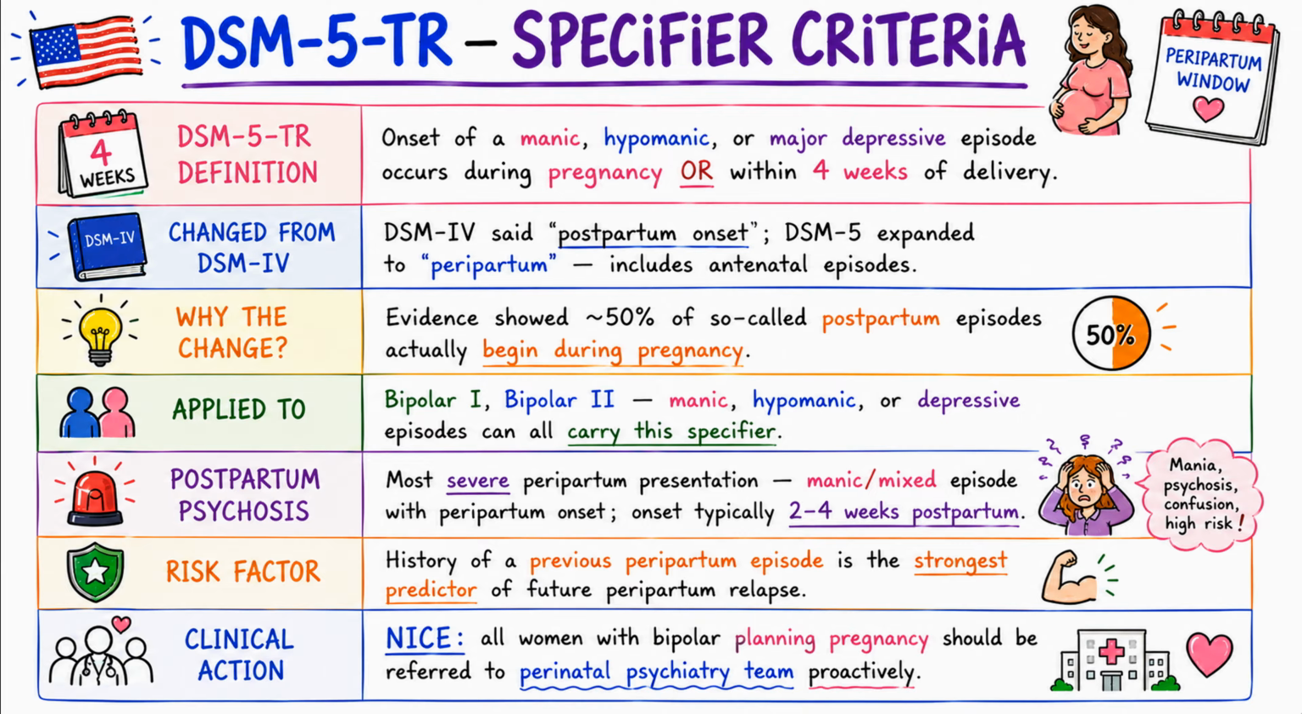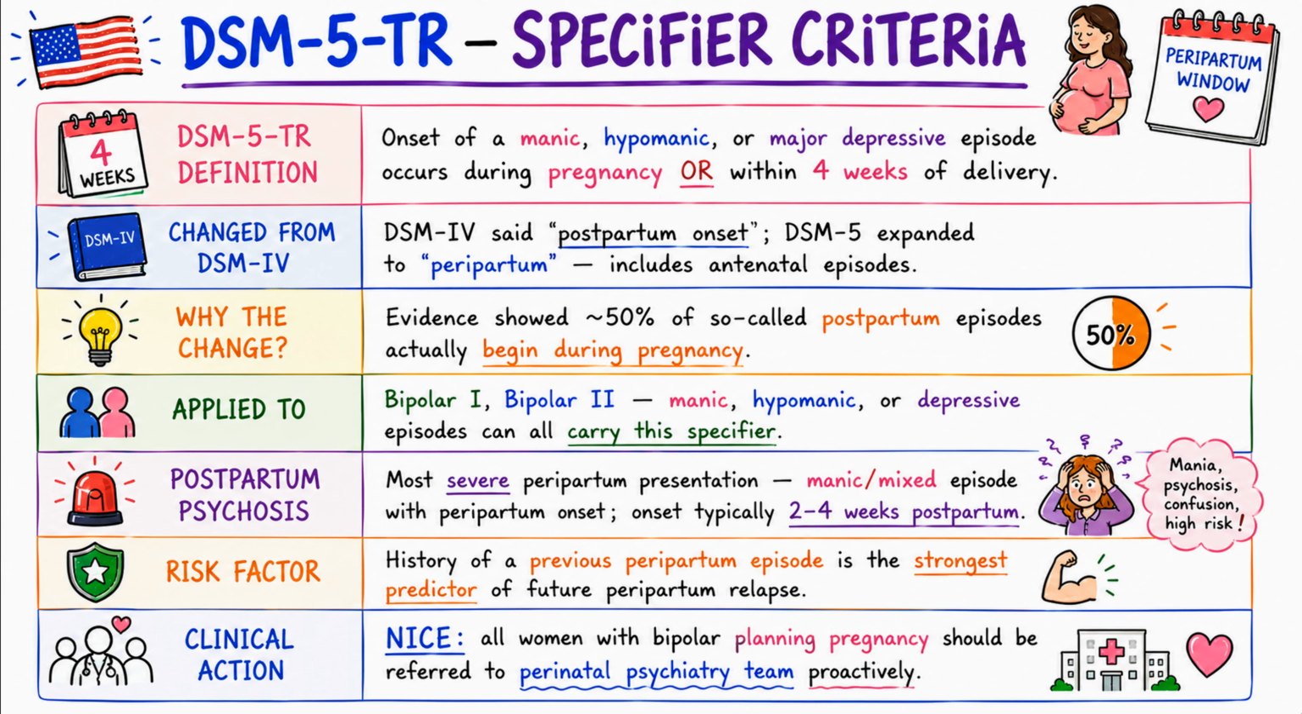The change from DSM-IV's postpartum to DSM-5's peripartum was driven by data. When you look carefully at so-called postpartum episodes, roughly half of them actually started during the pregnancy. The mother was unwell before she gave birth. That's why the window was extended back into pregnancy.